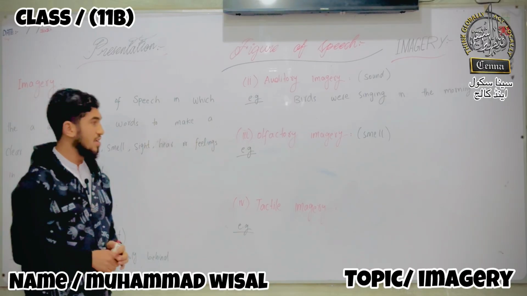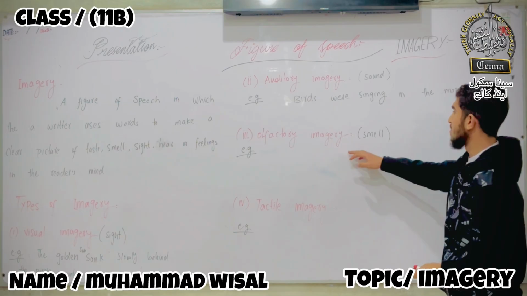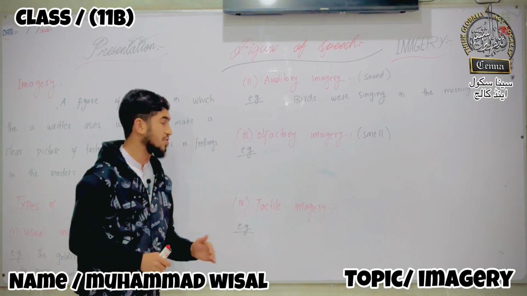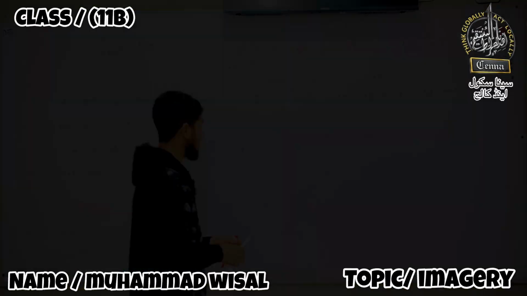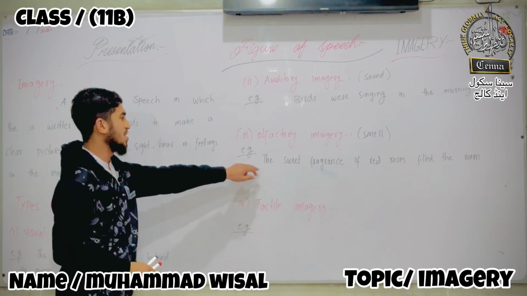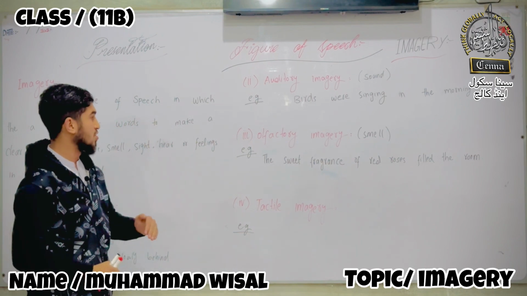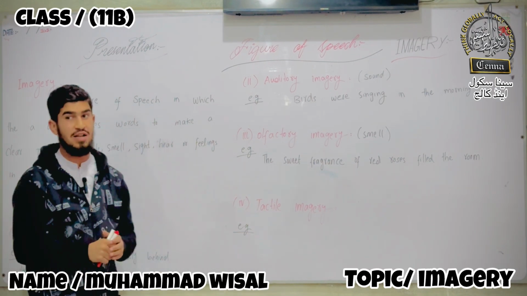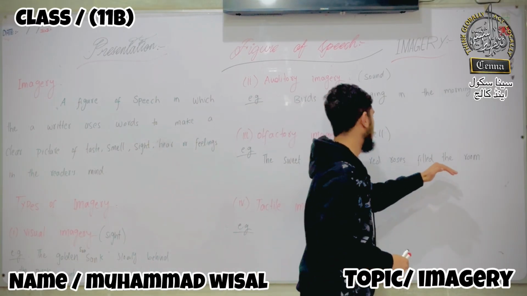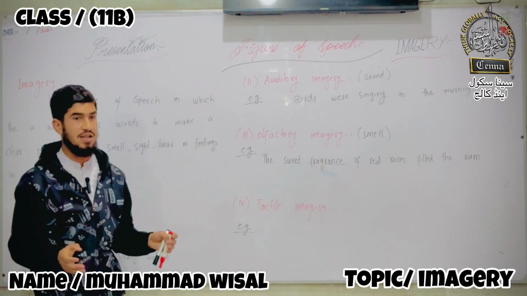Now, the third type of imagery is olfactory imagery. Olfactory means smell. These are the words which are used to show how something smells. I wrote an example that the sweet fragrance of red roses filled the room. It describes how something smells. So it shows how the red roses smell.